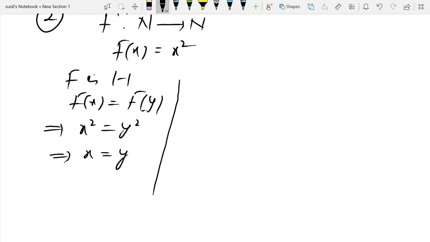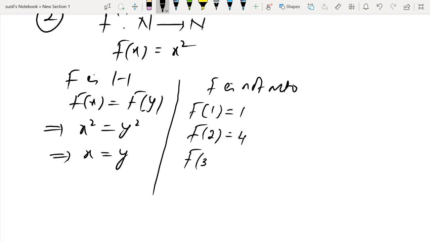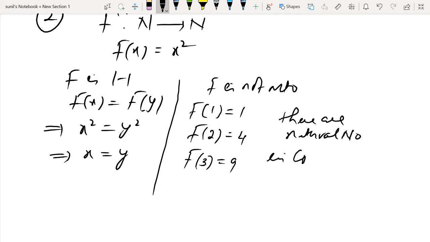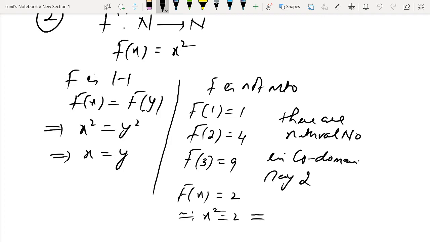Now f is not onto. The reason is very specific. Now you can see that f at 1 is 1. Now f at 2 is 4, and f at 3 is 9. Now there are natural numbers in the codomain, say 2. Can we have f(x) equal to 2? Then this will imply x square equal to 2. This will imply x equal to plus minus root 2, and none of these is a natural number.